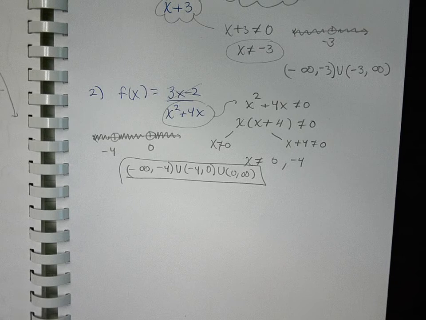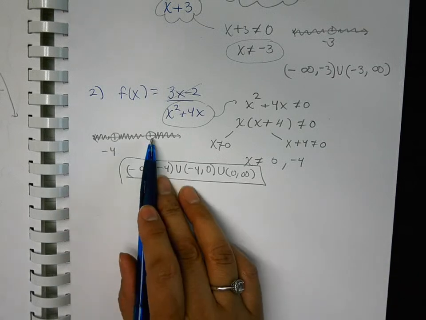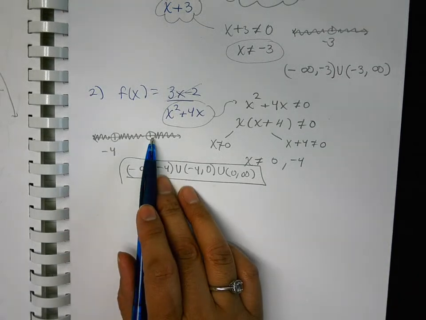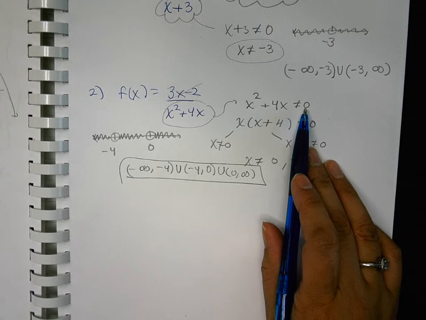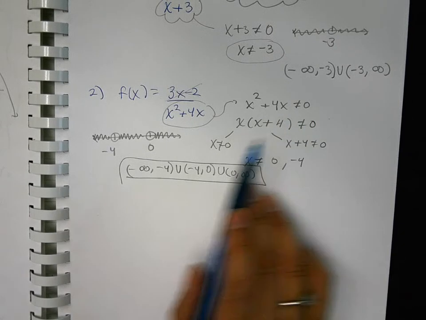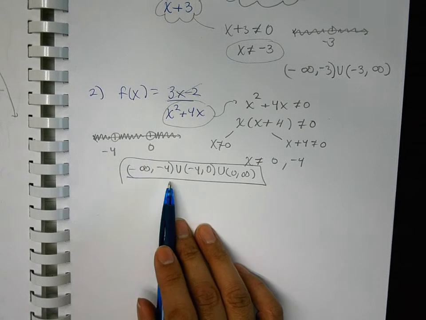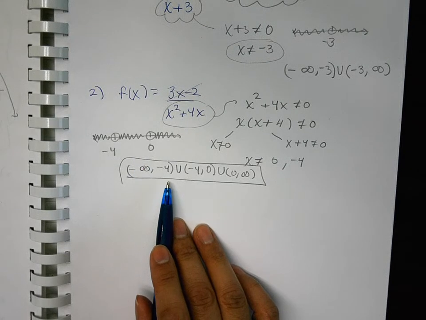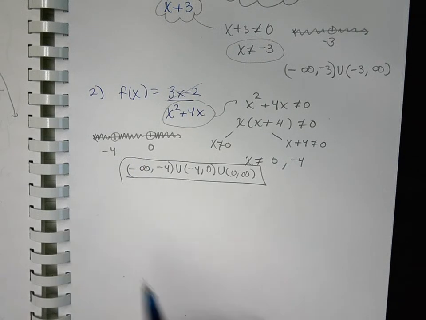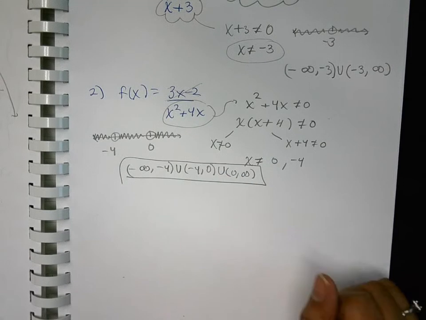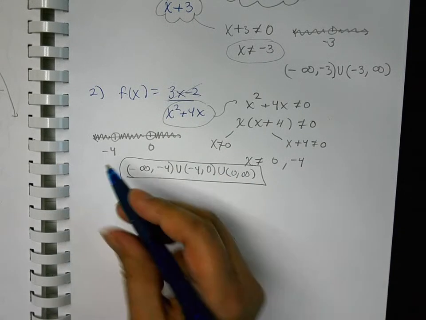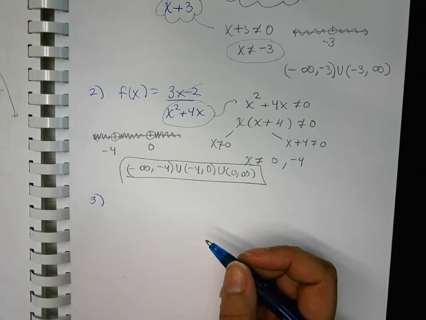You use brackets if this circle was closed in, if it was equal to. And we know it's not equal to because that's what we're making our restriction. It cannot equal 0. These are the numbers it cannot equal. So if it cannot equal them, you're using parentheses. Brackets means it includes those numbers it can equal, and that's not our case for this problem. Good question. You're welcome. Number 3.